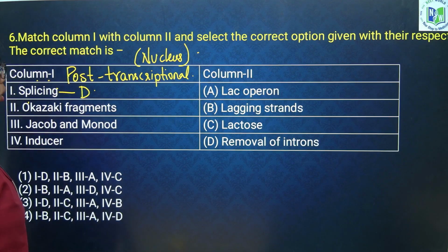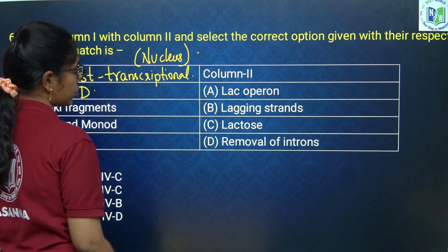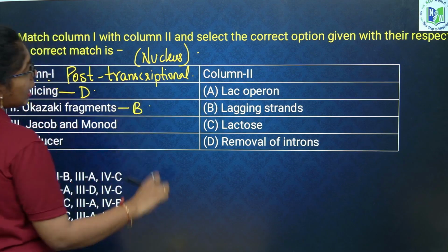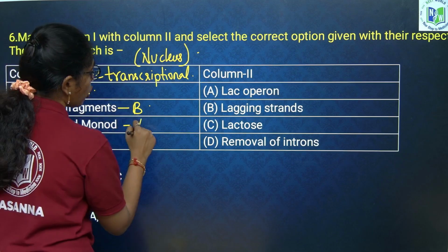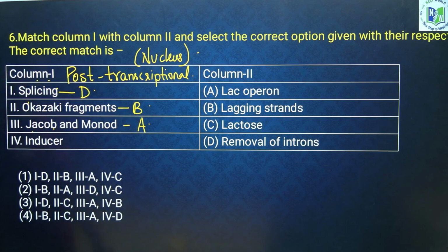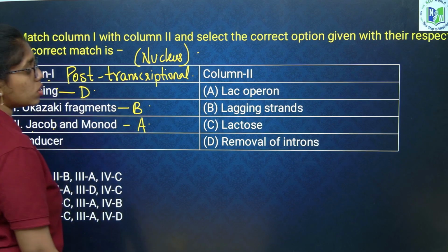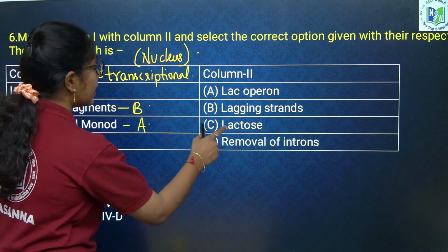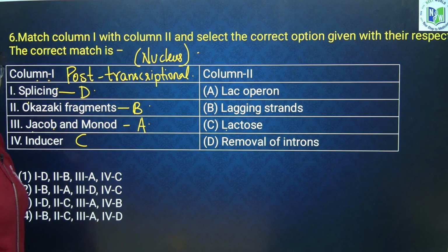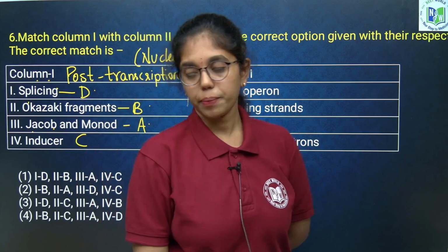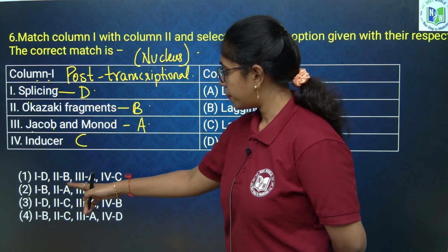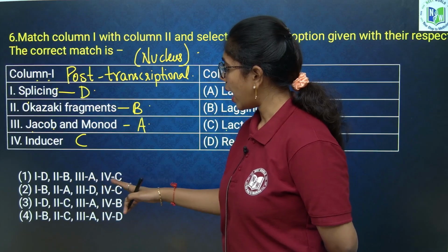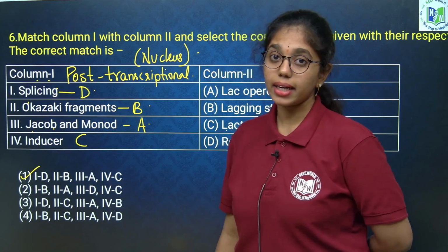Okazaki fragments are lagging strands. Okazaki fragments are what, beta? Lagging strands. We have learnt in DNA replication, no? Yes. Jacob and Monod proposed the lac operon model, which is option A. Next, inducer is what? Inducer in the lac operon model is lactose, that is C. So, if you look into the options, 1 is D, 2 B, 3 A and 4 C. Option 1 is the correct answer.